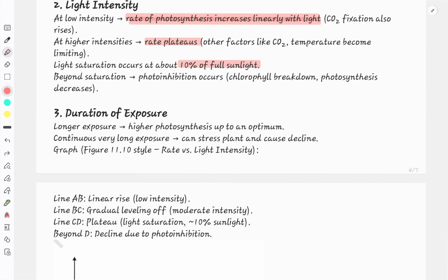Duration of exposure. The longer the exposure, the higher the photosynthesis, up to an optimum. Continuous, very long exposure can stress the plant and cause decline.